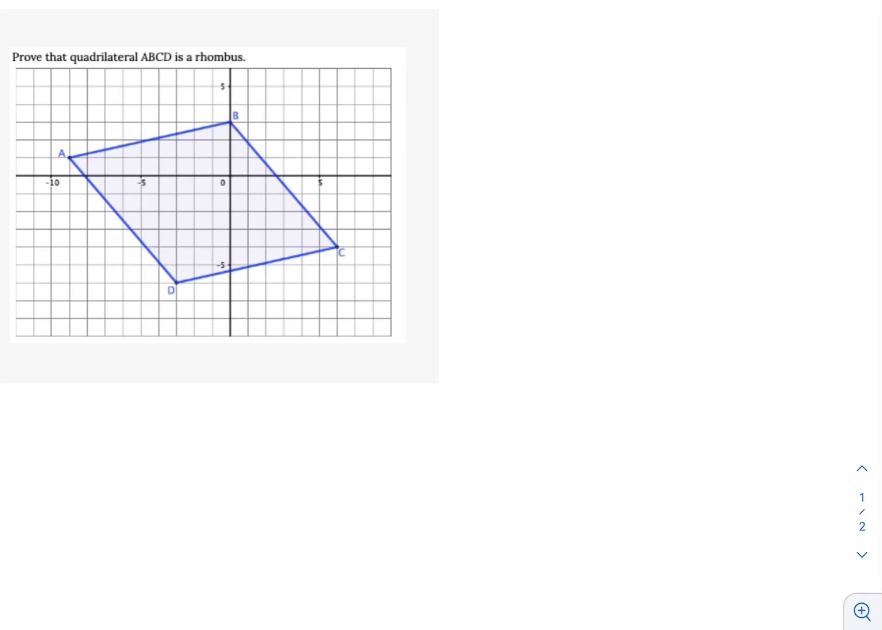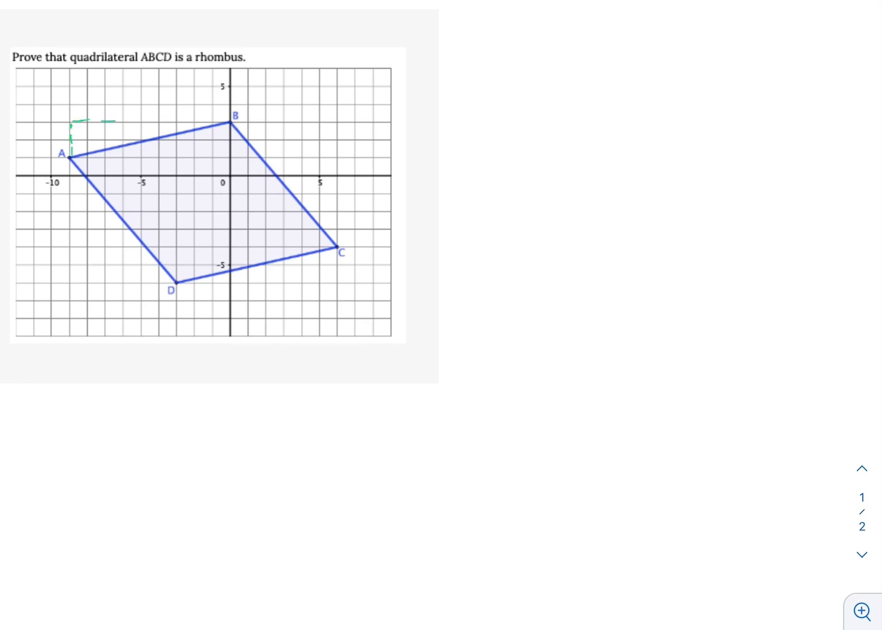We have quadrilateral ABCD, and we're trying to prove that it's a rhombus. The one property that's really important for a rhombus that's going to help us out here is the fact that all four sides should be congruent in a rhombus. So in order to show that this is in fact a rhombus, I'm going to find the length of all four sides. So let's think about Pythagorean theorem first.